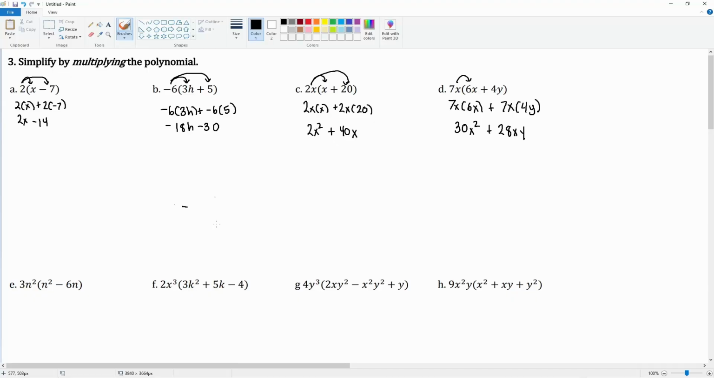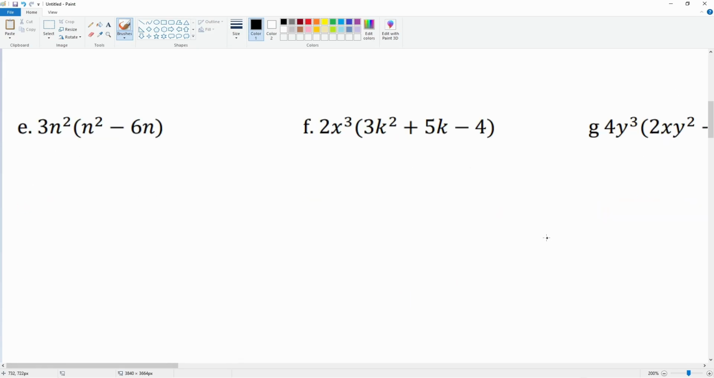Question 3, you're going to simplify by multiplying the polynomial. I already did the first 4. Here in this video, I'm going to do the last 4. Let's look at E. We're going to distribute the 3n squared times the n squared.